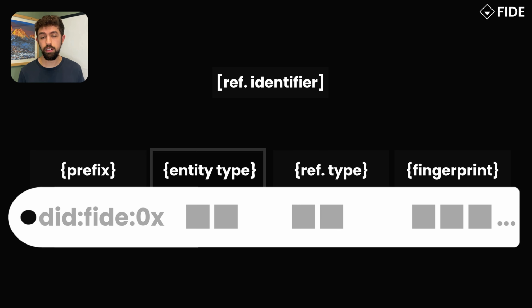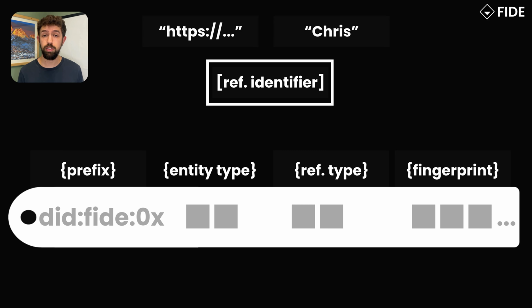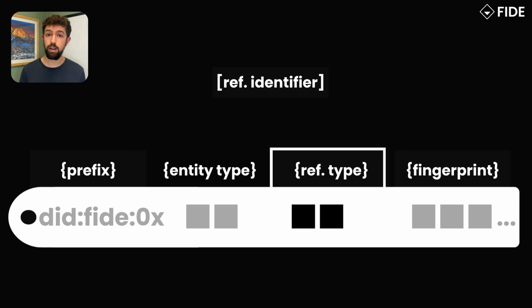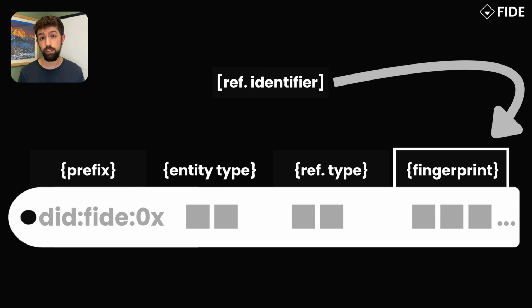The reference identifier is a unique string of text that identifies the entity itself. It should be unique to that entity, as long as we know the type. And the reference type code just tells us what type of reference identifier we used. And finally, the Fide ID always ends with what we call the fingerprint. It's calculated from the reference identifier itself. Let's go through an example to see how this works in practice.